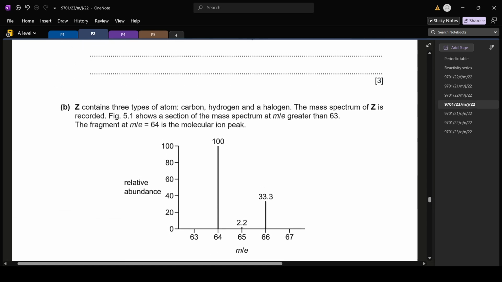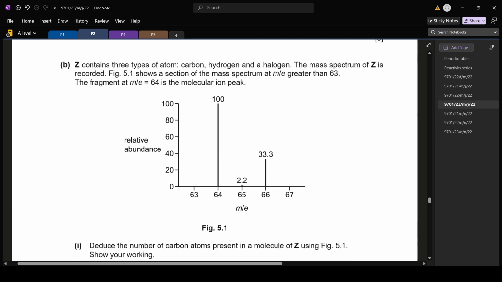Moving to our next part, which is part B.